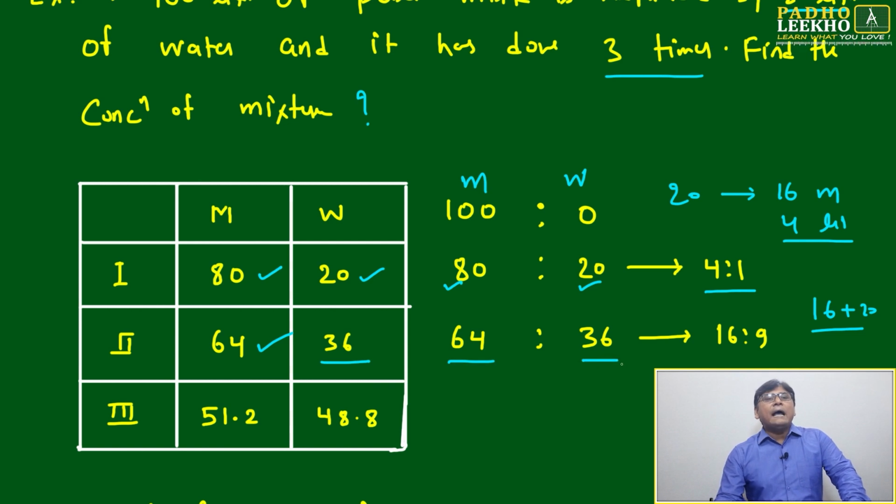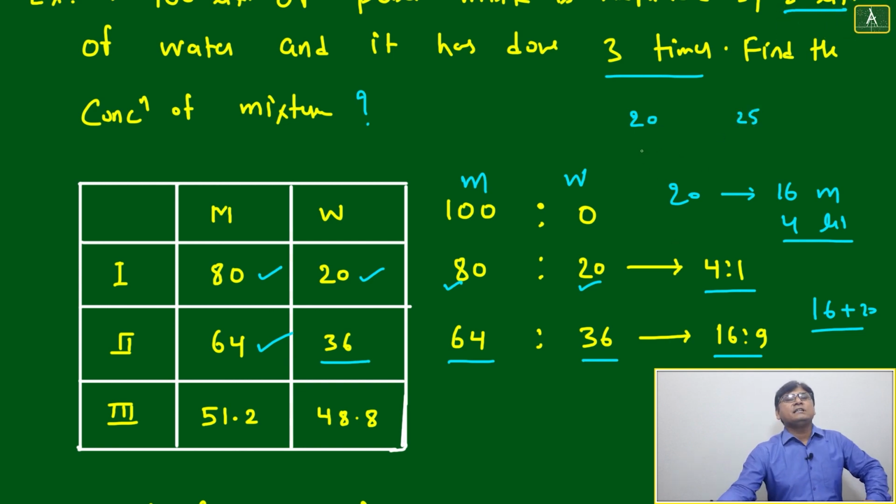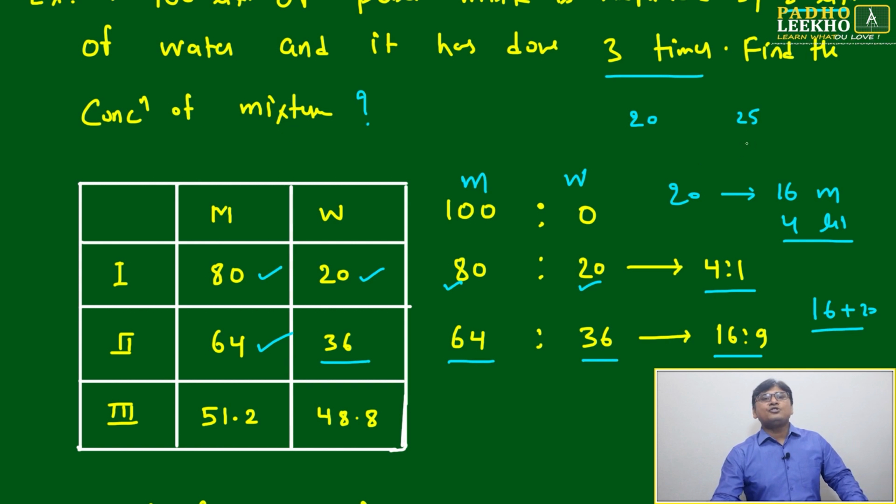Now the 64 and 36 ratio has become 16:9. Now you will remove 20 liters, then it will not remove 20 liters of milk. It will remove 20 liters of mixture. Then in that 20 liters, how many liters will be milk and how many liters will be water? That will be in the ratio of 16:9. Then 64, or you can say if you are a little expert in this calculation, 20 and 25. What is 20? 20 liters we are removing. What is 25 here? This 16 plus 9, 25.